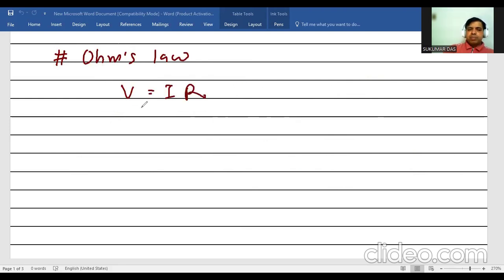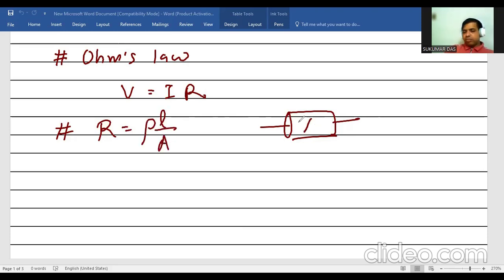So R does not depend upon V and I. R depends on the dimensions and the temperature. For any cylindrical resistor, the resistance of this conductor is given by rho L by A, where rho is the resistivity of this conductor material, L is the length of this conductor, and A is the area of cross section. Then we have current density.